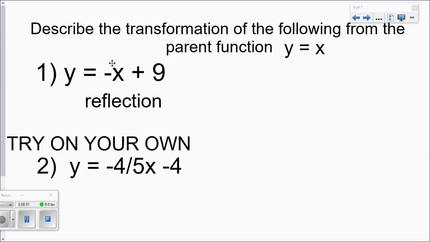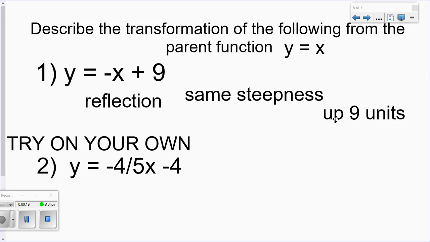The next thing we want to look at is the slope. There's no number here, so it has the invisible 1. We're just looking at the number. So this has a 1, and this also has an invisible 1. So it's actually the same steepness because they both have the same number. And then the y-intercept here is telling us how it got translated, either moved up or down. So it's +9. That +9 means it got moved up 9 units. That's all I have to write.